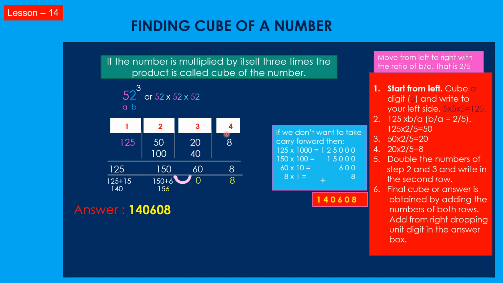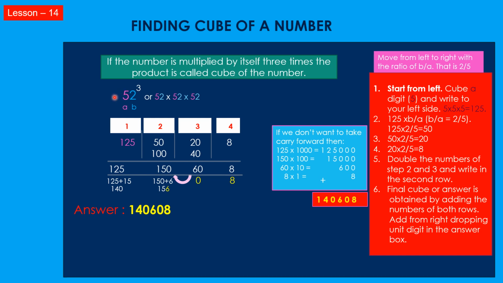So add from the right, right? So here you just have 8, drop 8 in the answer box. Next is 60. Again in 60 there are 2 digits, so you just drop unit digit 0 in the answer box, and 6 is carried forward to the next number 150. 150 plus 6 is 156. In 156, just drop the unit digit 6 in the answer box. 15 is carried forward to the next number 125. 125 plus 15 is 140, and then just write down 140 here in the answer box.